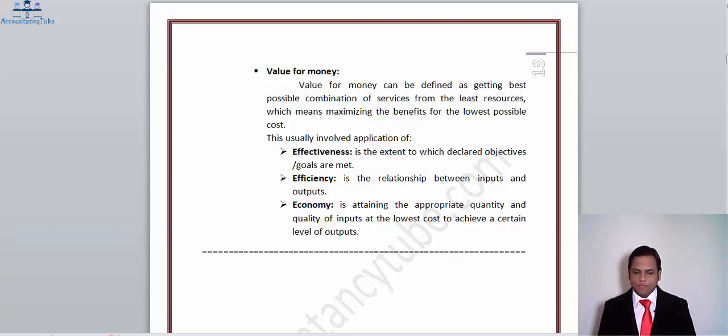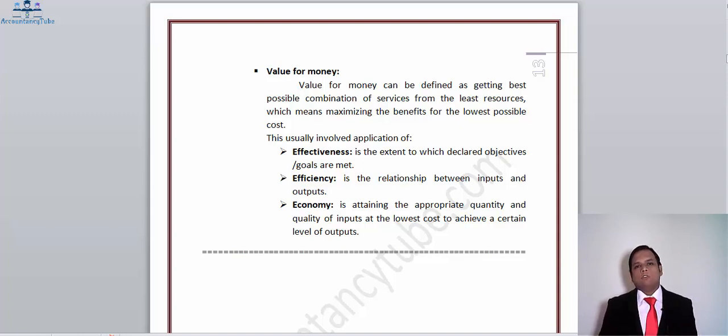Let's look at them in turn. Firstly, we have got effectiveness, which is the extent to which declared objectives or goals are met. It means the purpose for which the project is started or the investment has been done or the fund is made available. How much of that purpose is achieved by doing the project. That's called effectiveness.